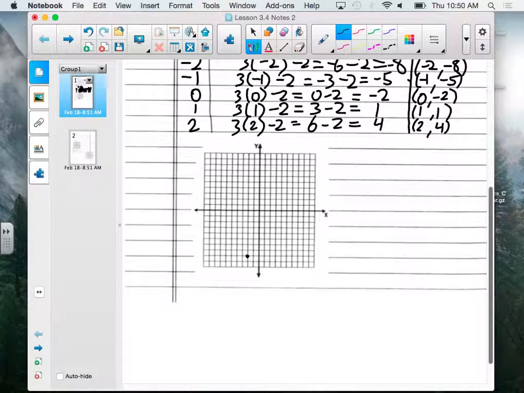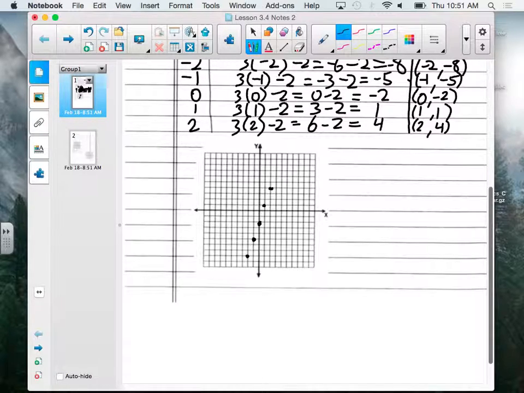And your second one, negative 1, negative 5, over 1, down 5. Third point, 0, negative 2. Since x is 0, you don't move, so you're staying on the y-axis. And just go down 2. Last one, 1, 1. And then 2, 4. All right, am I done?